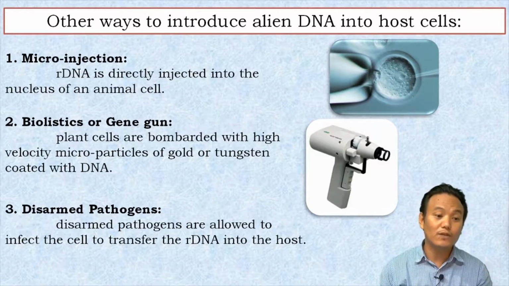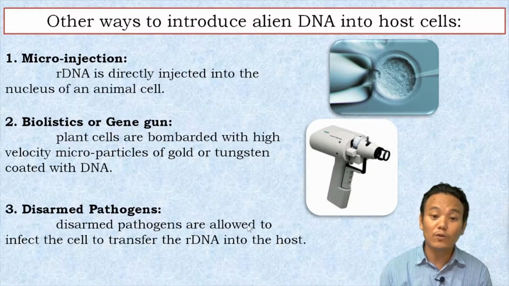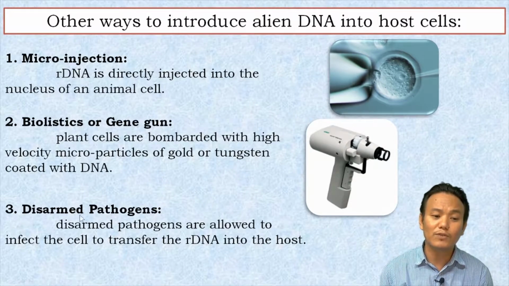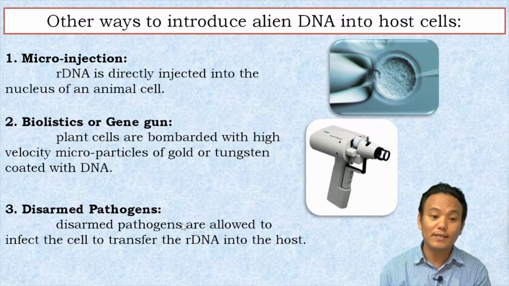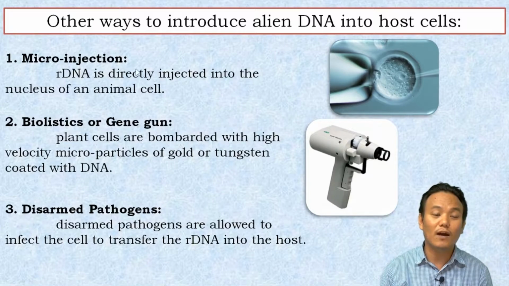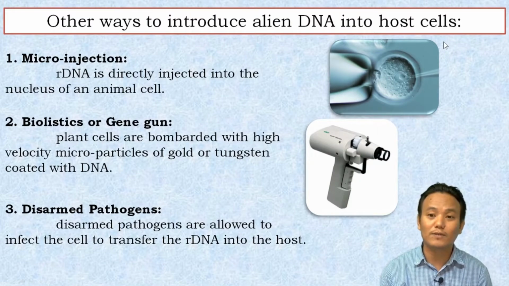And then third, we have got disarmed pathogens. Right. Disarmed pathogens are also allowed to infect the cells to transfer the desired DNA into the host. So disarmed pathogen means the pathogens which are no longer virulent. They cannot cause disease, but what they can do is infect the cell and transfer the desired DNA or recombinant DNA into the host organism. Right. So these are some other ways to introduce alien DNA into host cells without the use of cloning vectors.